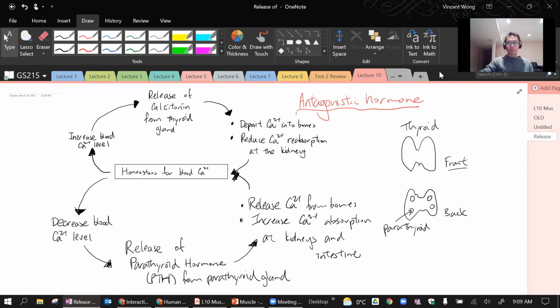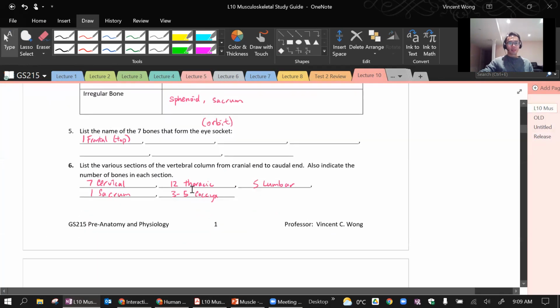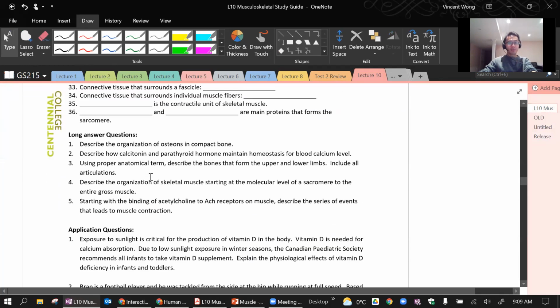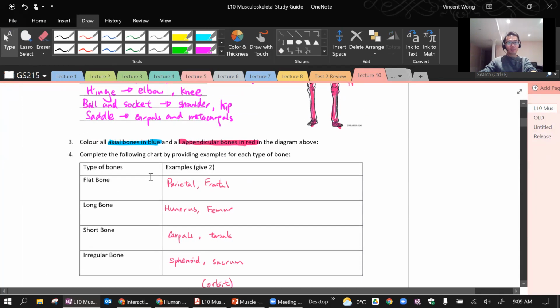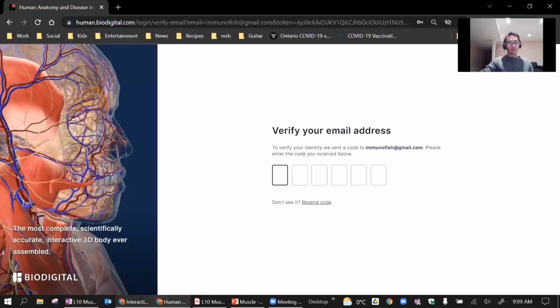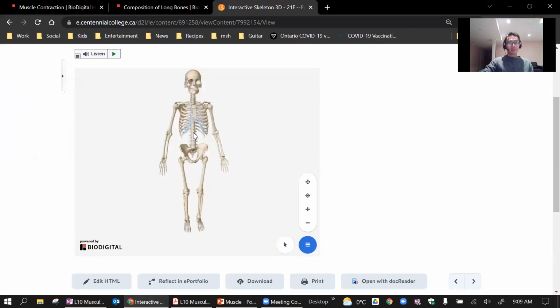Let's see what else we're gonna do. Okay, so that's done. And then it's the muscle stuff. Okay, so before the muscle, let's quickly talk about some of the bone things in case you've forgotten.